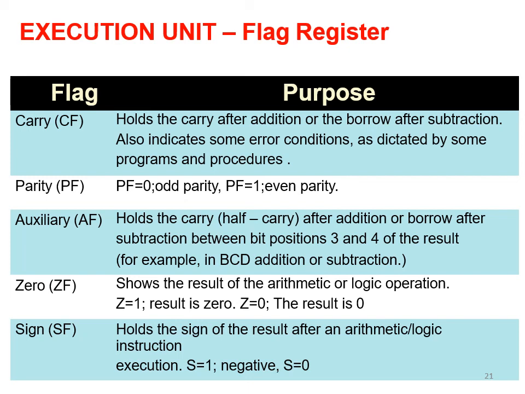Then the zero flag is set based on the result of an arithmetic or logic operation. If it resulted in 0, your zero flag will be set to 1. And the sign flag is the sign of the result after the arithmetic and logic instructions. So if it's positive it is equal to 0, and otherwise 1.